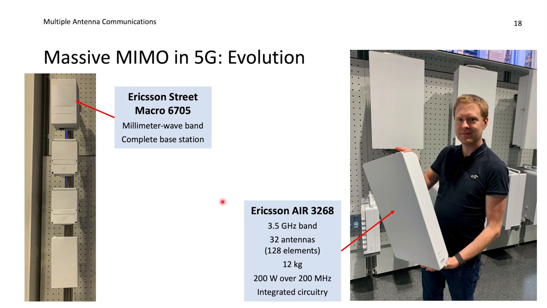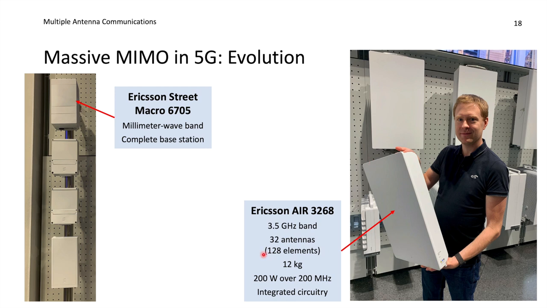massive MIMO and multiple antenna technology in general have evolved already within the 5G standard. So this is one of the latest base stations from the vendor Ericsson. It is meant for the 3.5 GHz band. And within this box here that I'm carrying, that only weighs 12 kilos, you can find 32 antennas, meaning 32 transceiver chains. So you can transmit in the uplink and the downlink with 32 antennas of the kinds that we are analyzing in this course.